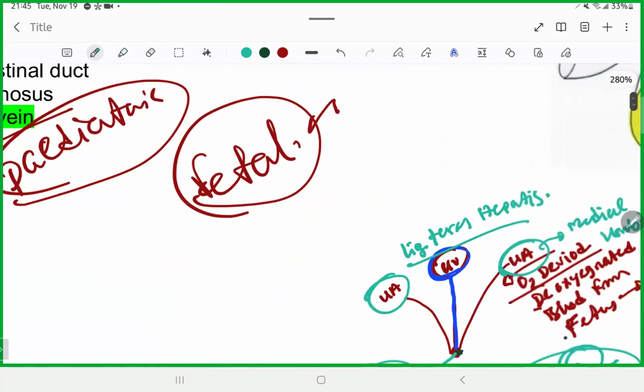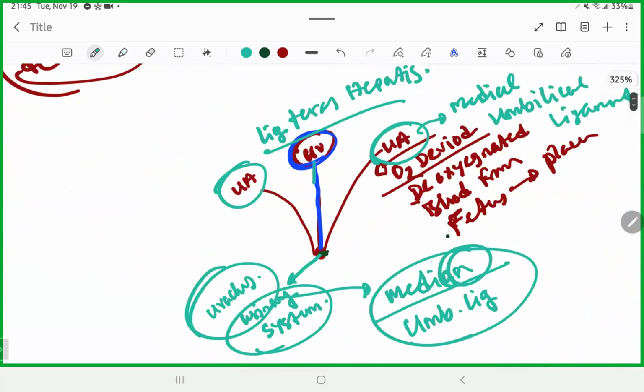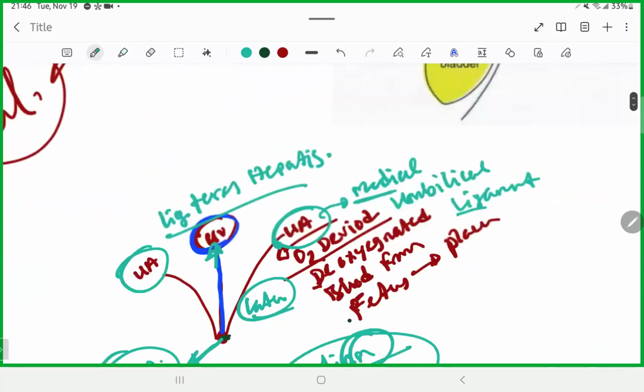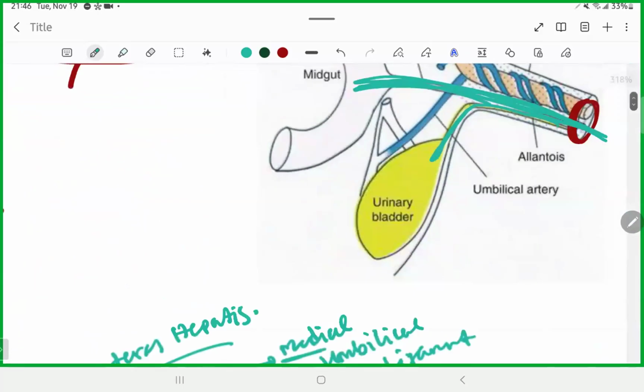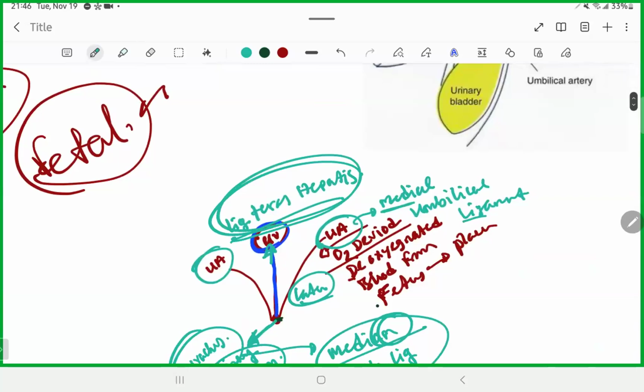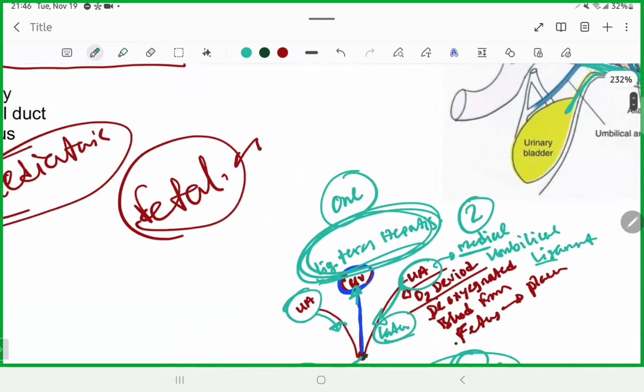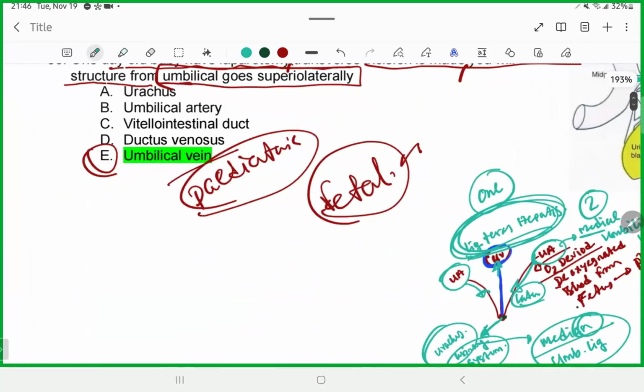So this one will go up superiorly. These two will go laterally, named medial umbilical ligament, and this one will go down. Just see this picture. If you remember that this goes to liver and this comes back, and these are two medial umbilical ligaments, so they are just talking about one. So one goes superior laterally. That is ligamentum teres hepatis, that is umbilical vein.